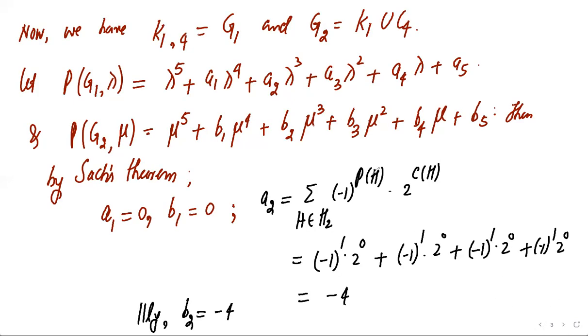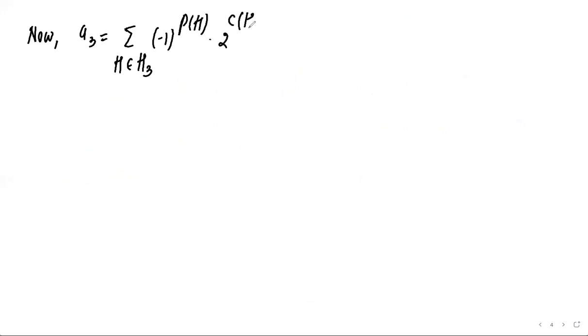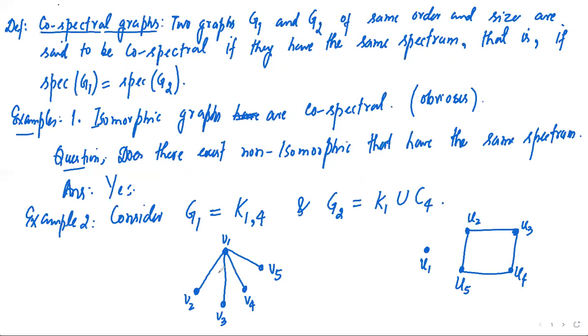Now next we will compute, similarly we will check what A3 is. Now A3 will similarly be related to the number of triangles. So if we write this A3 here, again this A3 will be equal to the summation over H belonging to H3 of (-1)^p(H) times 2^c(H). Here H3 is the list of all basic figures of order 3, but a basic figure of order 3 means a cycle of order 3, and that means it's a triangle. Now if we look at these two graphs, G1 does not contain any triangle, and G2 also does not contain any triangle.